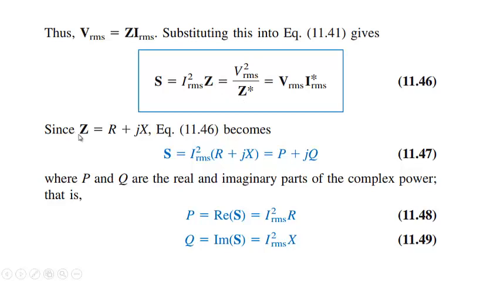One more thing, since Z is equal to R plus jX, which we have already discussed, it has a real part as well as a reactive or imaginary part. So putting the value of Z over here, S is equal to Irms square R plus j Irms square into X. So let us call this P. This is Irms square into R, which we already discussed, that the real power is equal to Irms square into R, and let's call this jQ. So it means that Irms square into X will be equal to Q. That means P is equal to the real part of S, that is Irms square into R, and Q is equal to the imaginary part of S, that is Irms square into X.